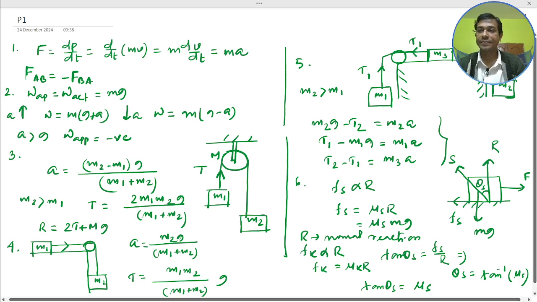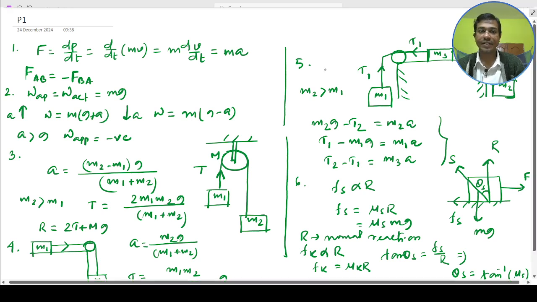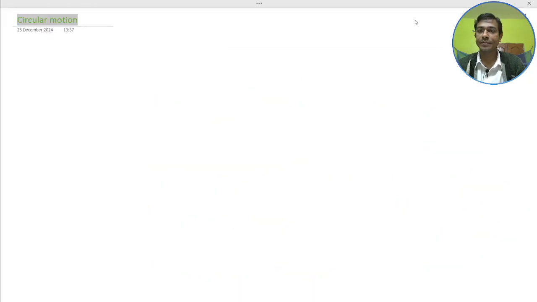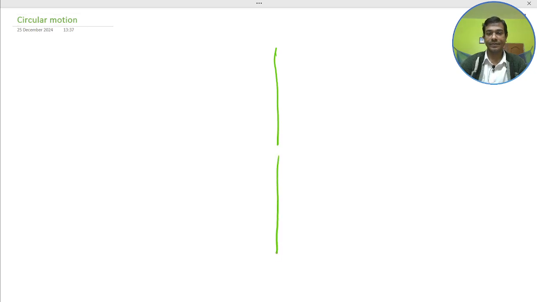So next one is circular motion. Basically, in this topic we discussed Newton's laws of motion and friction. So another one is circular motion here. Just to make it clear for you.